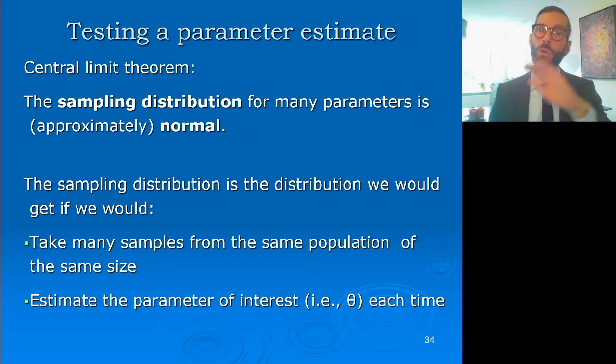This hypothetical distribution of different statistics from different samples from the same population is called the sampling distribution. And usually we only have a theoretical sampling distribution. We don't actually go out and collect 1,000 samples to estimate the same parameter in each of them.